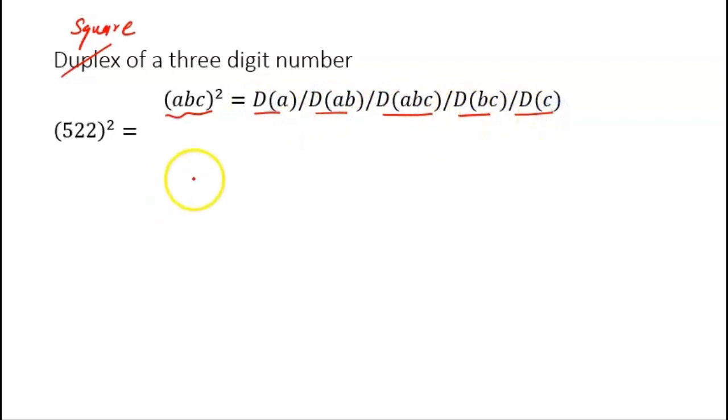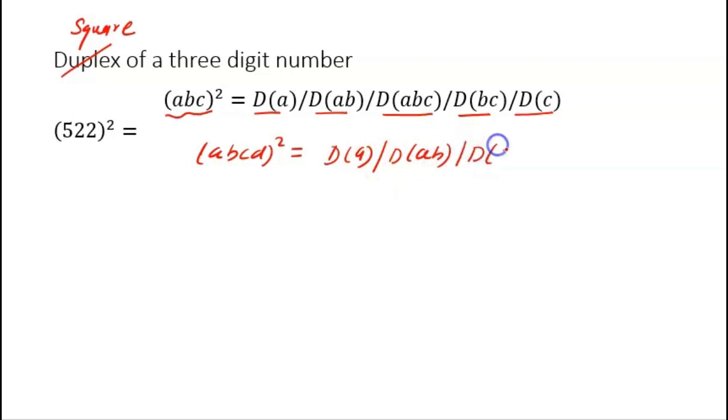Now I hope you have understood the pattern. If I have to find the square of a 4-digit number, ABCD square, what will I write? I will write duplex of A, then duplex of AB, then duplex of ABC, then D of ABCD. It is better to call it D because calling duplex every time is taking effort.